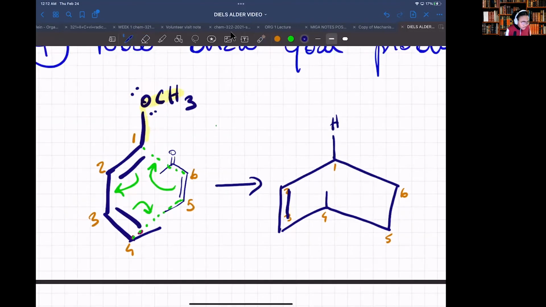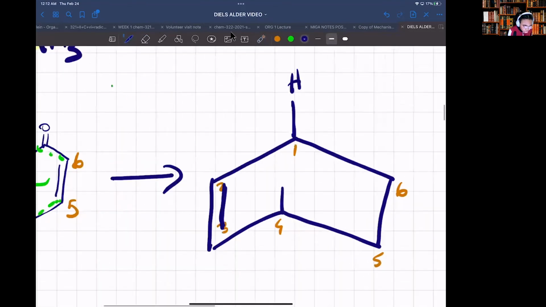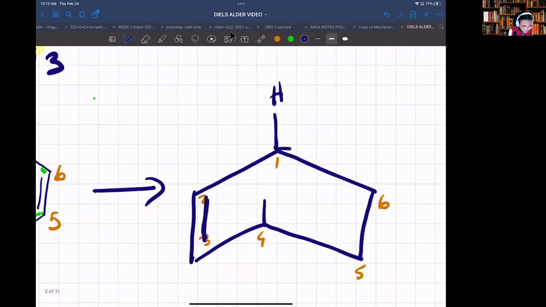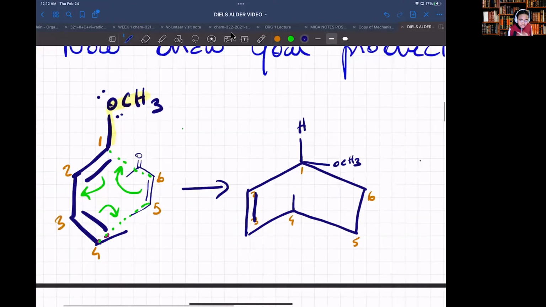And of course, our OCH3 is pointing down. Anything outside of our diene should be pointing down. So I'm going to draw it going down. It's hard to draw this going down, but you get the point, right? Going down. It's going to be in the back. Some people will draw it differently, but guys, you understand.